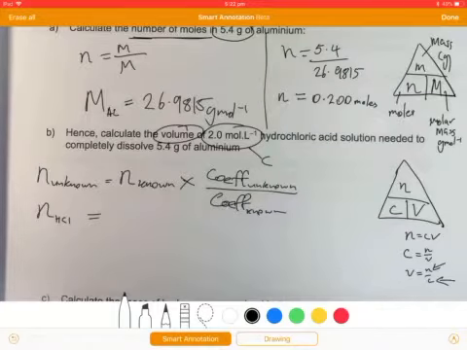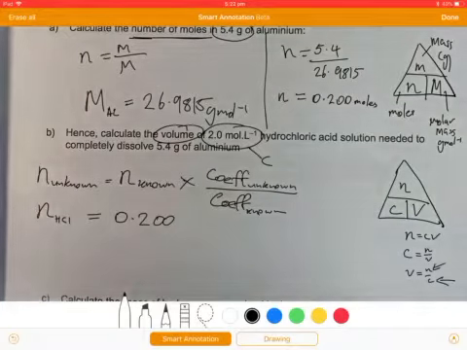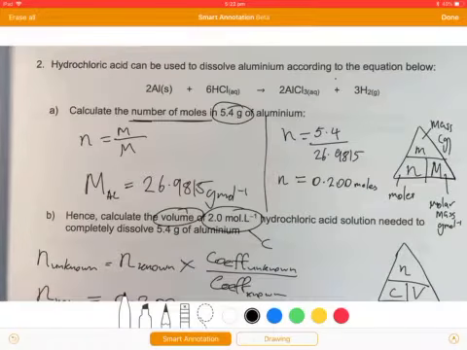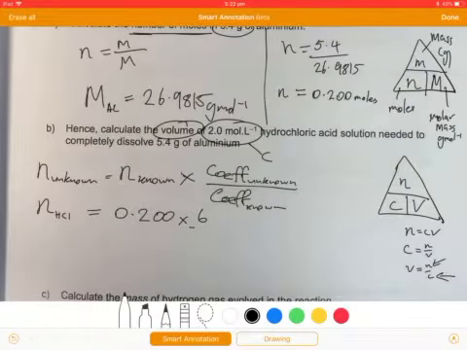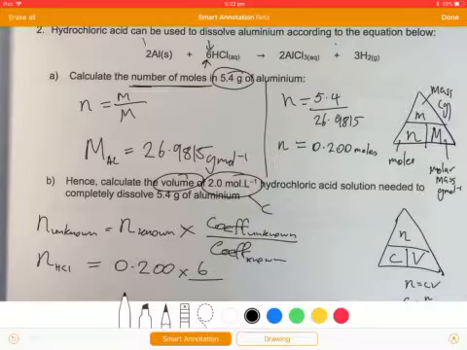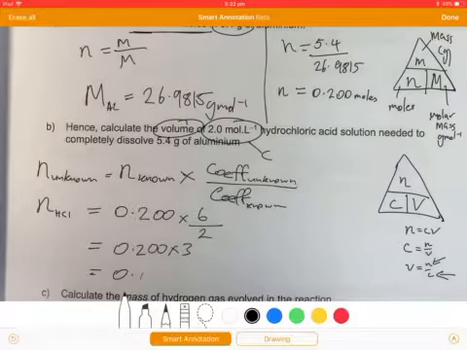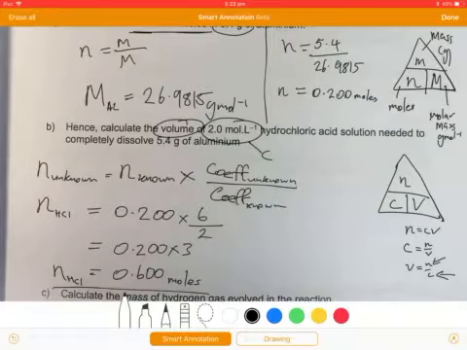So moles of aluminium was 0.2, as that was worked out in that first step above, times by the coefficient of the unknown. Our unknown is hydrochloric acid, so the coefficient is 6, divided by the coefficient of the known, aluminium, which is 2. That equals 0.200 times 3, and that's equal to 0.600 moles. So that's our moles of hydrochloric acid.